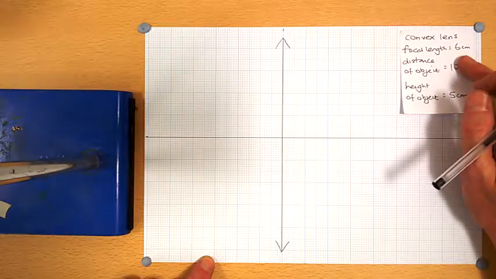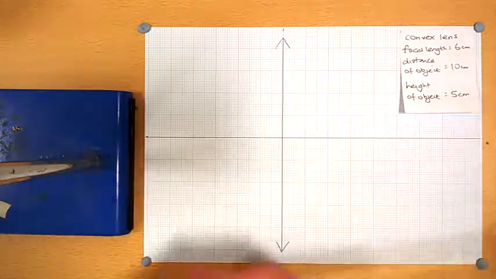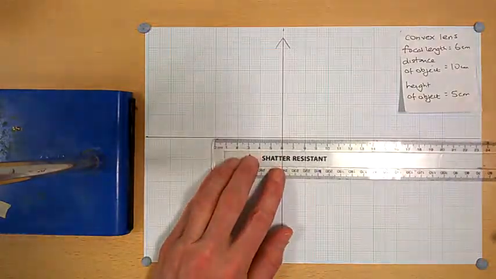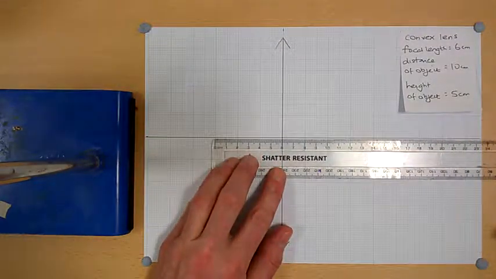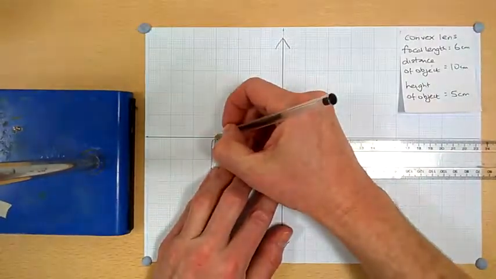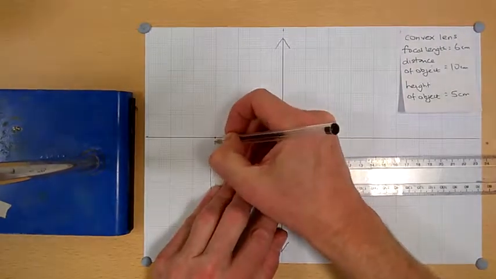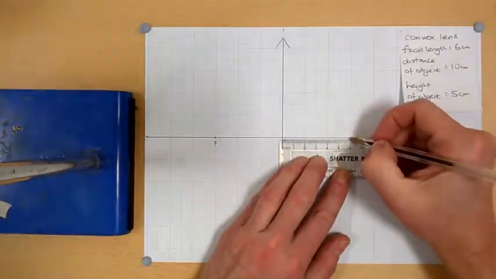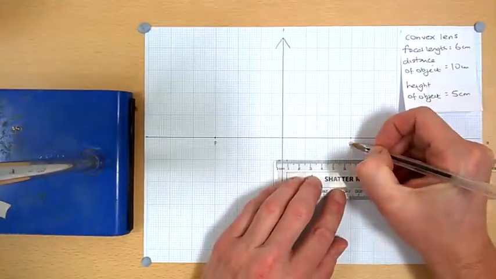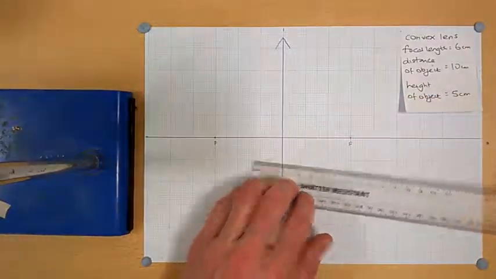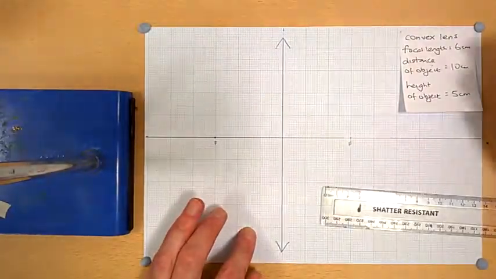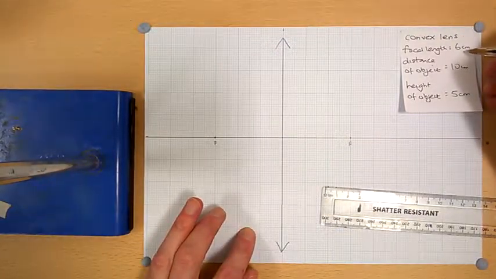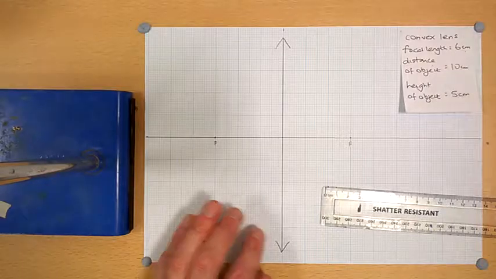So first I'm going to do the focal length, which is 6 centimeters. Now remember, there's a focus either side of the lens, so 6 centimeters away on that side there is a focus, and exactly the same on this side, 6 centimeters there is a focus. Okay, so that's all the information to do with the lens. I know it's convex, I know the focal length is 6 centimeters, that's all good.